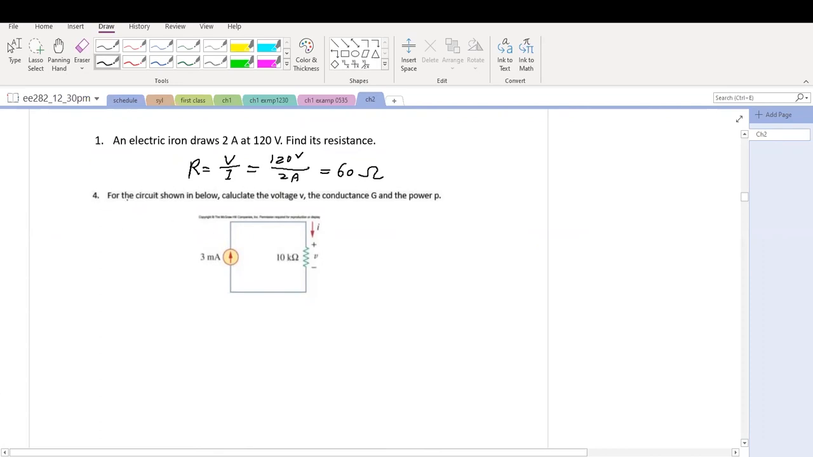The second question here, the circuit is below, calculate the voltage and the conductance and the power. This is an easy one.